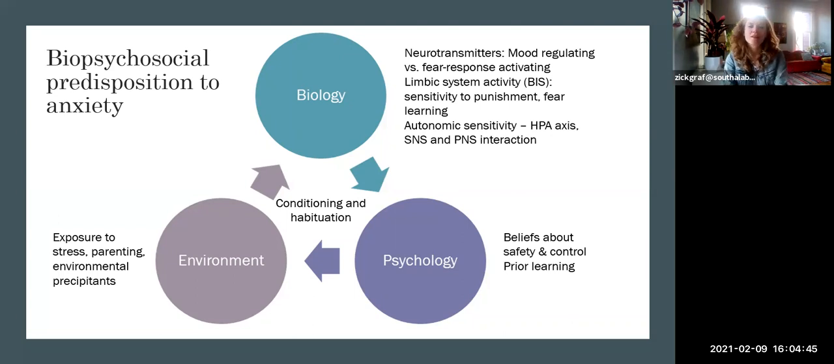And then lastly, these associations come from experiences in the environment. They don't come out of nowhere. So biology, psychology, and the environment are all key to producing an individual's repertoire of conditioned associations and learned behaviors. And those associations and behaviors in turn are the basis of anxiety disorders.